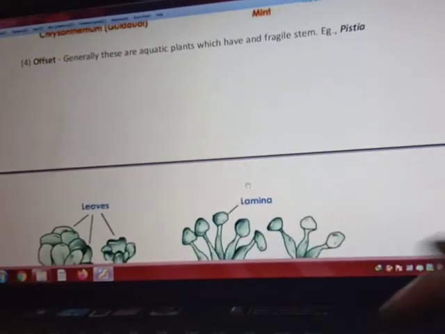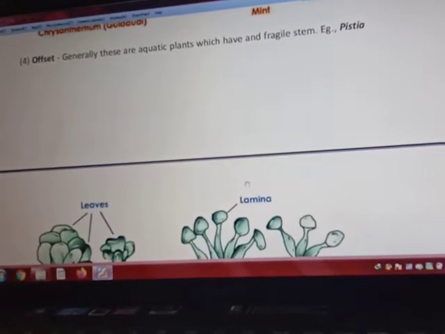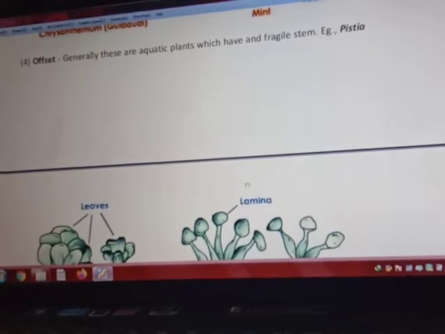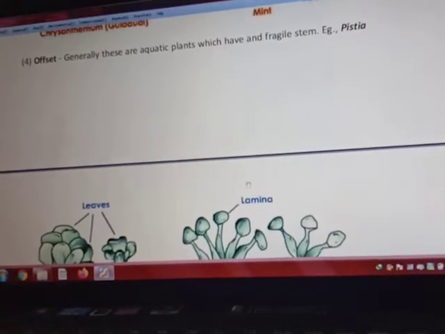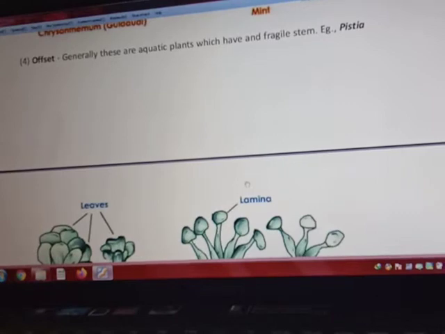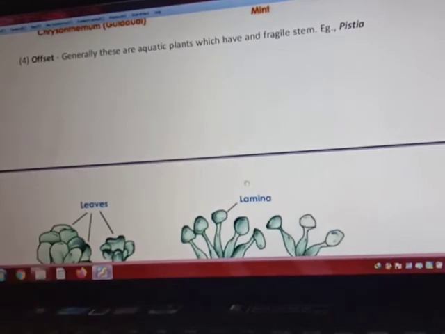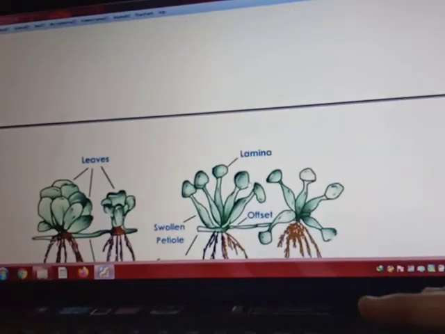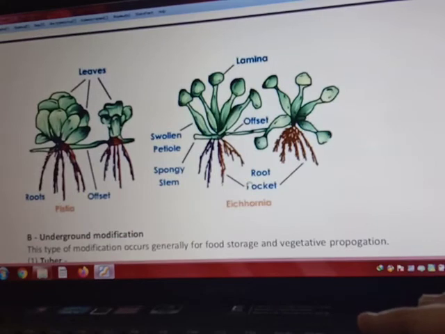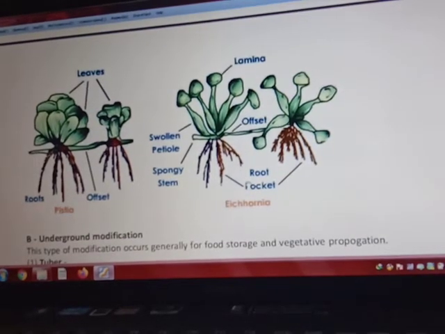Then further is the offset. These are generally modifications in the case of aquatic plants which grow in the water. Okay, which have a very fragile stem. Fragile means very weak stem. You can see here in this example also, fragile, very weak. Okay, you can say a fluffy, like structure.